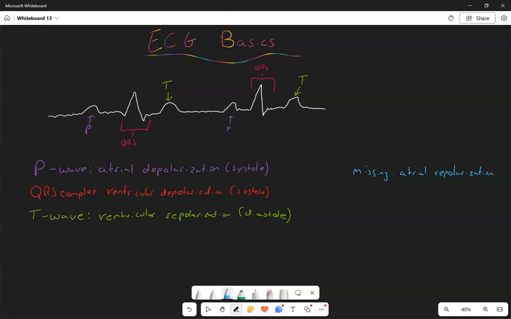Atrial repolarization is missing because it happens at the same time as that QRS complex. Okay, so it's happening at the same time as ventricular depolarization. But that ventricular muscle mass, right, is very thick, so there's a lot more electrical signal in all of those cardiomyocytes that make up the ventricles versus what makes up the atrial walls. So that electrical signal that's happening during atrial repolarization is masked by that ventricular depolarization. Okay, so we can tell what's happening in the heart by this electrical signal readout.